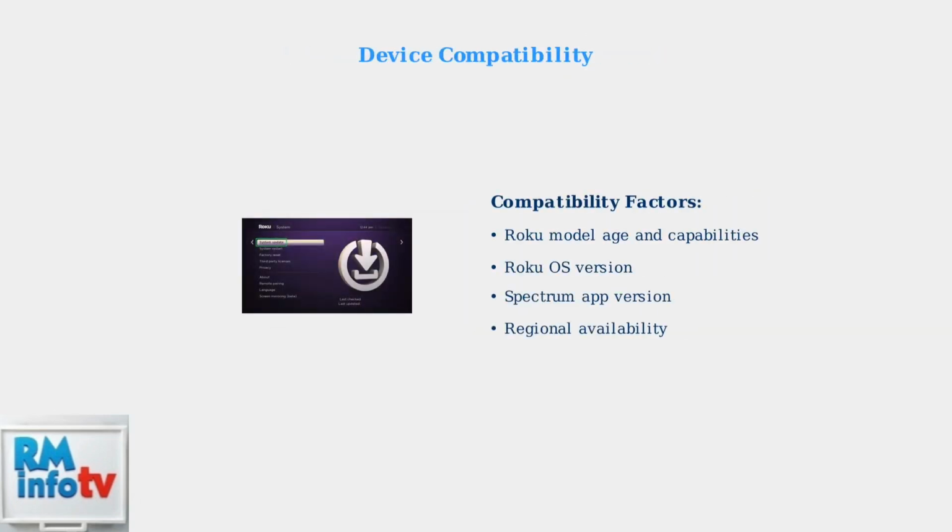Not all Roku devices are compatible with the Spectrum app. Older Roku models may lack the necessary capabilities, and both your Roku OS and the Spectrum app need to be current versions. The app may also have regional availability restrictions.